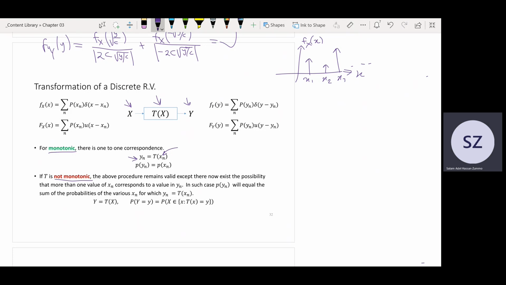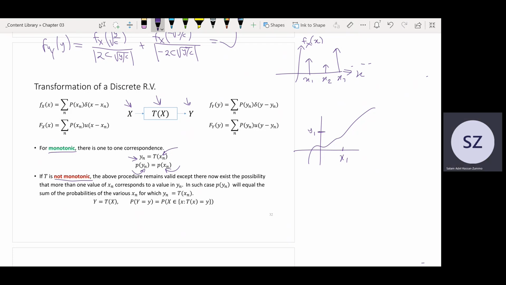Monotonic means it either increases or decreases. But regardless, for every x you will have a single y. The output y will correspond to only a single x. So the probability that y equals yn will be equal to the probability that x equals xn.